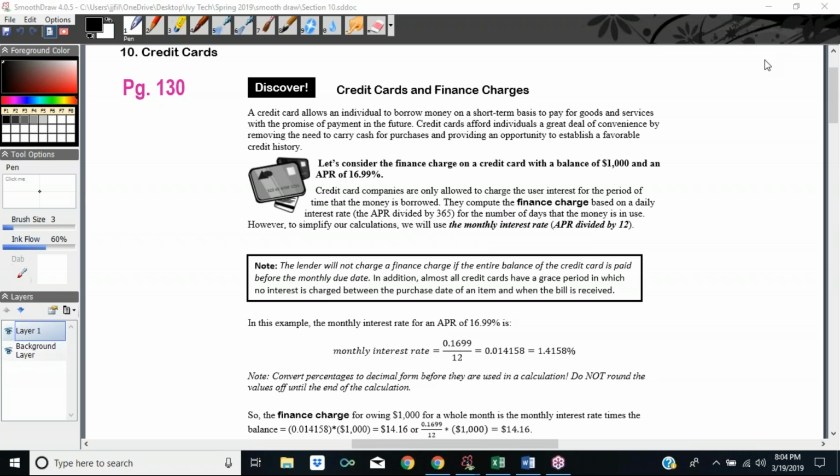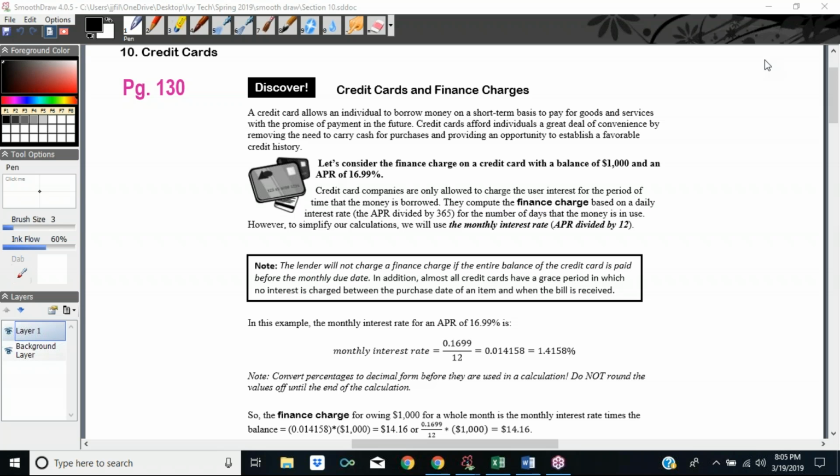We're looking at page 130 to start. It says a credit card allows an individual to borrow money on a short-term basis to pay for goods and services with the promise of payment in the future. Credit cards afford individuals a great deal of convenience by removing the need to carry cash and providing an opportunity to establish a favorable credit history. Let's consider a finance charge on a credit card with a balance of $1,000 and an APR, which stands for annual percentage rate, annual meaning yearly, of 16.99%.